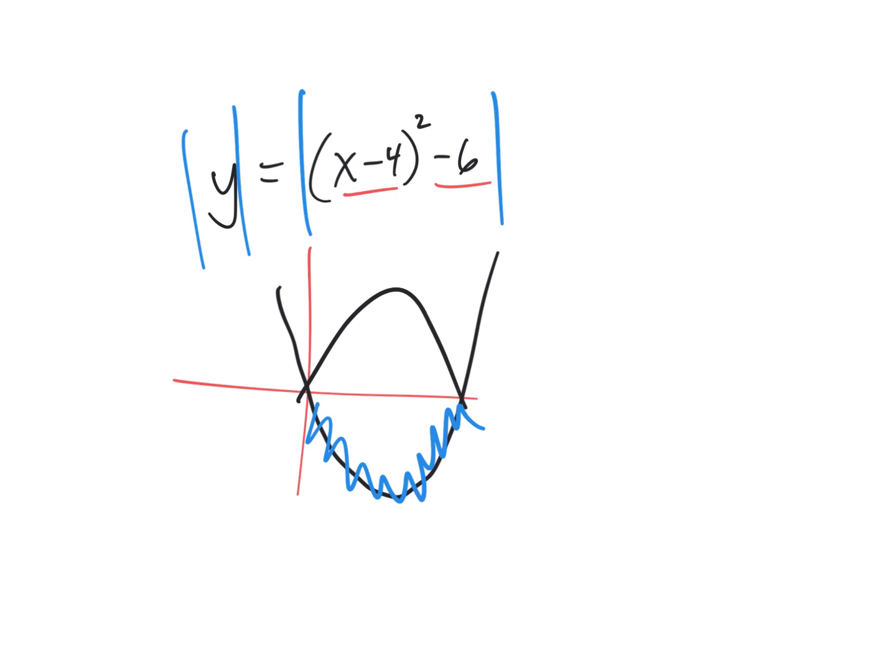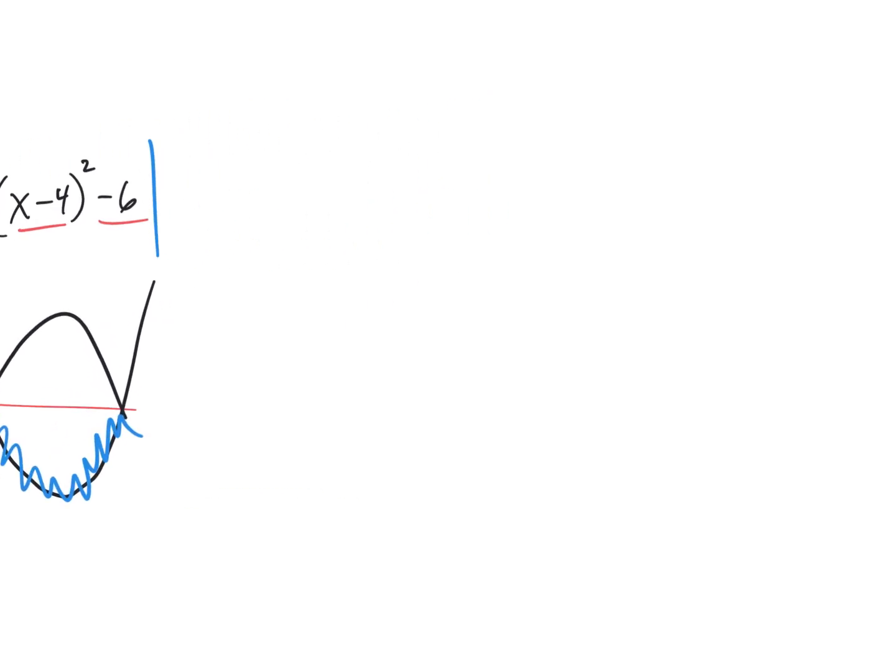What's the other way I could have done it? Could have taken the same exact problem. y equals (x minus 4) squared minus 6. And what do you think I'm going to do next? I'm not sure. I can absolute value in a different way. Instead of around the outside, just around the x.